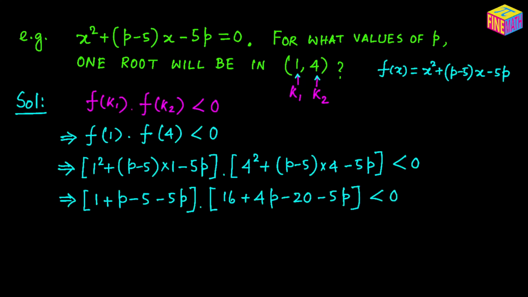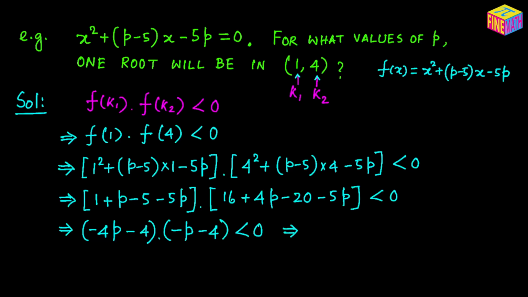This is less than 0. And then from here, what can we say? Well, in the first bracket we have negative 4 times p and negative 4. So we can write it like this: negative 4 times p and negative 4. And then in the second bracket we have negative 4 and negative p, so that would be negative p and negative 4, so negative p minus 4. This product will be less than 0.